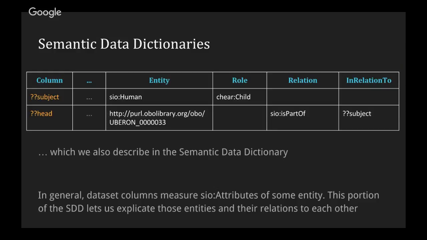These are rows that we add to the traditional data dictionary that just describe the entities, the implicit entities that we've identified in the earlier columns. So the subject and the head here. And we can give them a type. The subject is a human.